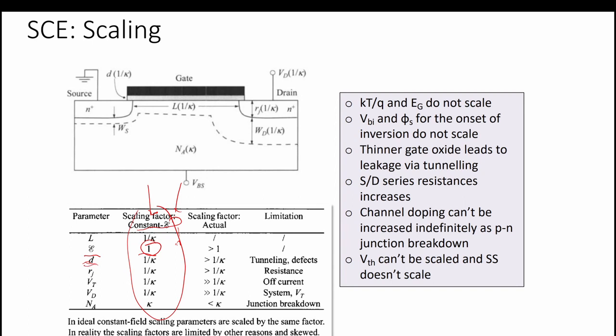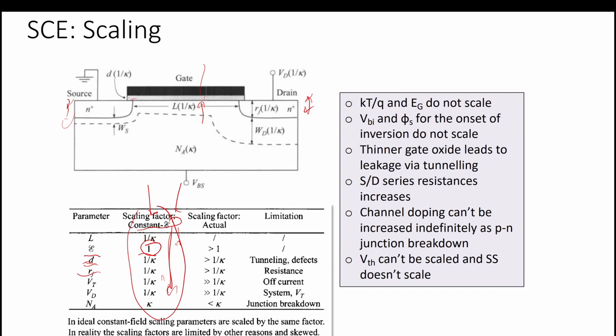What is D? D is the oxide layer thickness. Rj is the depth of the drain and source n plus plus region. All these things are scaled with the factor k.